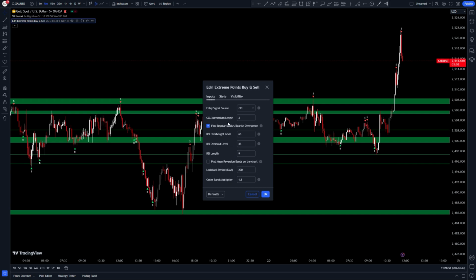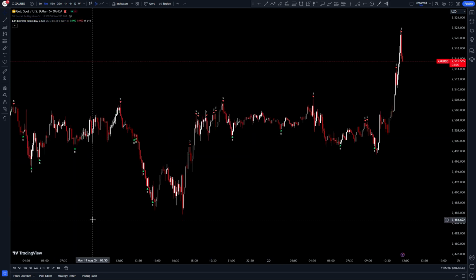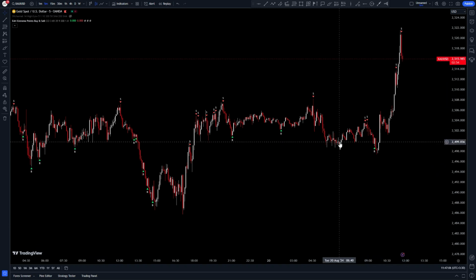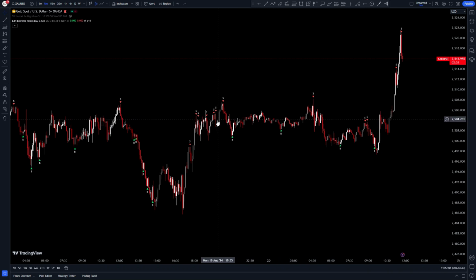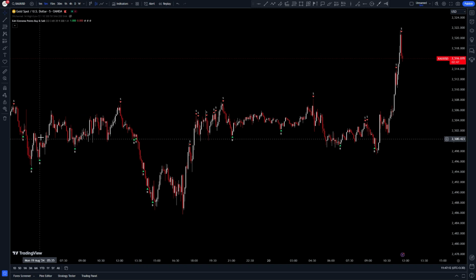Let's analyze the signals on the live gold chart. Allow me to temporarily hide the support and resistance indicator so the signals can be seen more clearly. As you can see, this indicator performs remarkably well and has accurately identified buy and sell signals on the 5-minute time frame. This indicator also has another important tool that you can use.